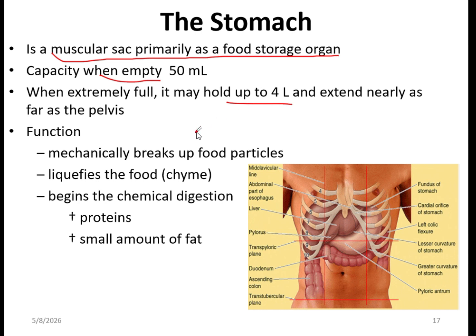Capacity when empty is 50 ml, and when extremely full it may hold up to 4 liters. Can you understand that 4 liter capacity is whenever it is extremely full, right? And the functions, as you know earlier, are mechanically breaking down food particles. It breaks down the food particles and liquefies the food, which is also known as chyme. You can remember this chyme. It begins the chemical digestion of protein and a small amount of fat, right? So this is the stomach, right?